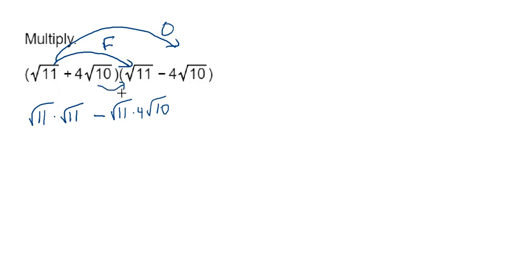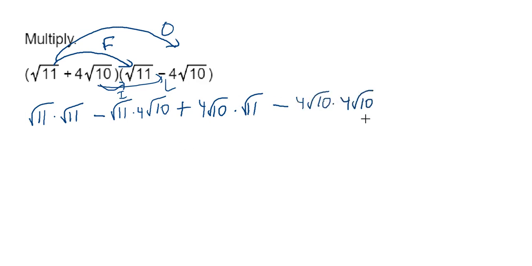For the inner terms, it's positive times a positive, which will be positive. And we'll have 4 square root of 10 times the square root of 11. And then for the last two terms, we'll have positive times a negative, which is negative, 4 square root of 10 times 4 square root of 10. All right. So that's foiling it out, that's multiplying it, but we can't leave our answer as a giant mess like this. So we need to simplify these things.